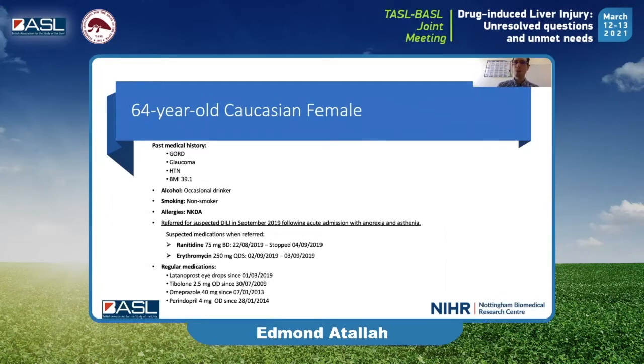At the time, the suspected medications were ranitidine, given from 22nd of August till 4th of September when she was admitted, and erythromycin that was given over a 2-day period from her GP for ongoing diarrhea. She's also been on long-standing medications, including latanoprost, tibolone, which is part of hormonal replacement therapy for postmenopausal symptoms, omeprazole, and perindopril. She hasn't taken any over-the-counter medication or herbal remedies that could have triggered the liver injury.